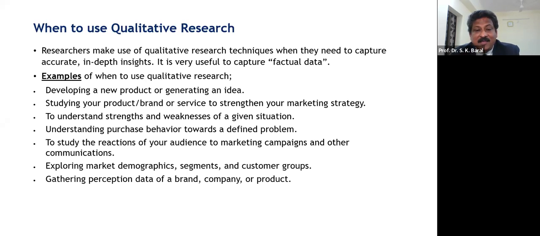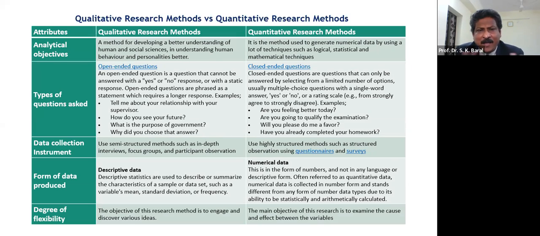These are the very common areas. Apart from that, other areas are there, but these are the common areas where qualitative research is being used very frequently. I am giving you a very brief comparison between qualitative and quantitative research. Qualitative research is understanding human behavior and personalities in a better manner. It deals with human and social sciences.